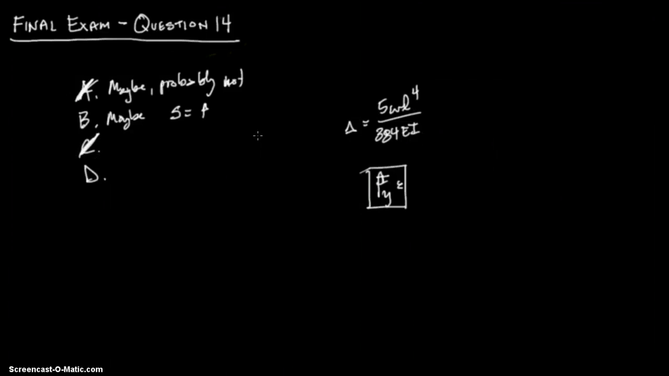Let's go with D. It says use a beam with a greater moment of inertia. And moment of inertia, if you remember, is this right here, I. If this goes up, the deflection will go down, since they're inversely related. So if you want to get your deflection down, you will get a higher moment of inertia. That is the correct answer. Hope that makes sense. I will see you on question number 15.